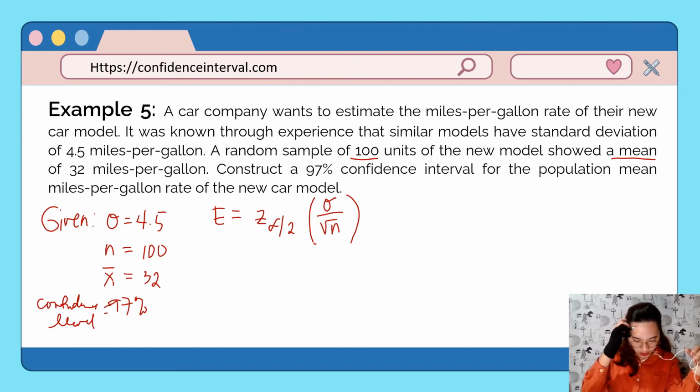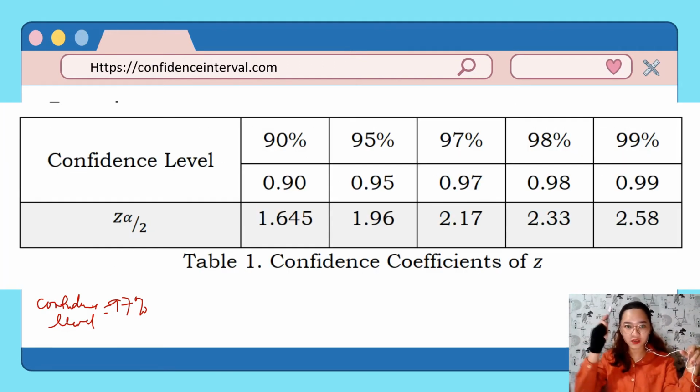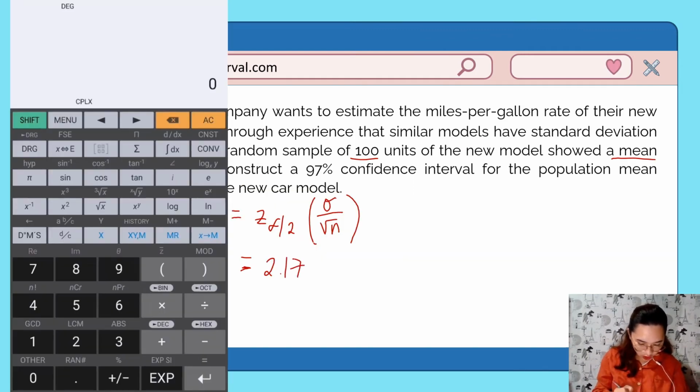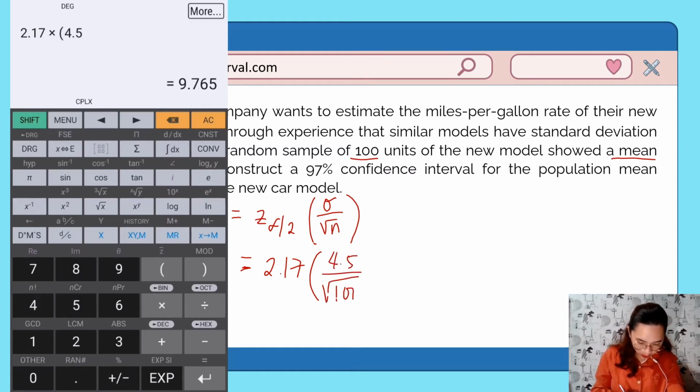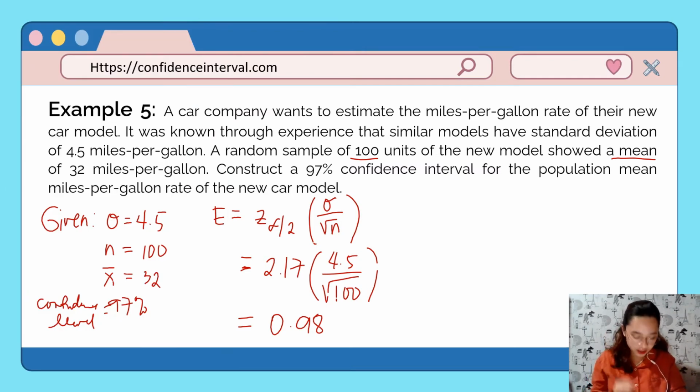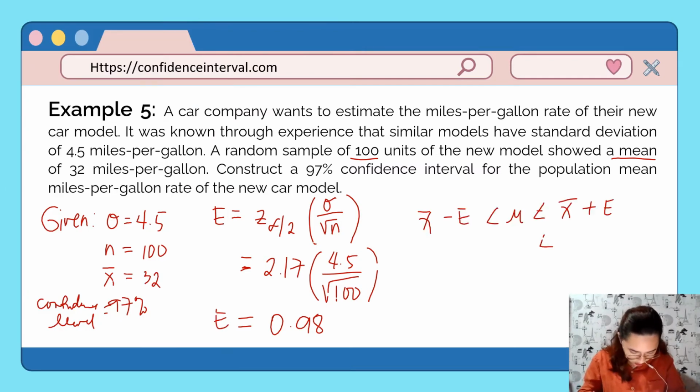Kaya ang Z alpha over 2 natin, based dun sa ating table, kapag 97%, 2.17 siya. So, i-multiply lang po natin 4.5 over square root of 100. Ang margin of error po natin is 0.98. Round off na po natin siya doon sa second decimal place. So, sa upper limit po natin, ang mean is 32 plus 0.98. At ang sa lower limit naman po natin is 32 minus 0.98.